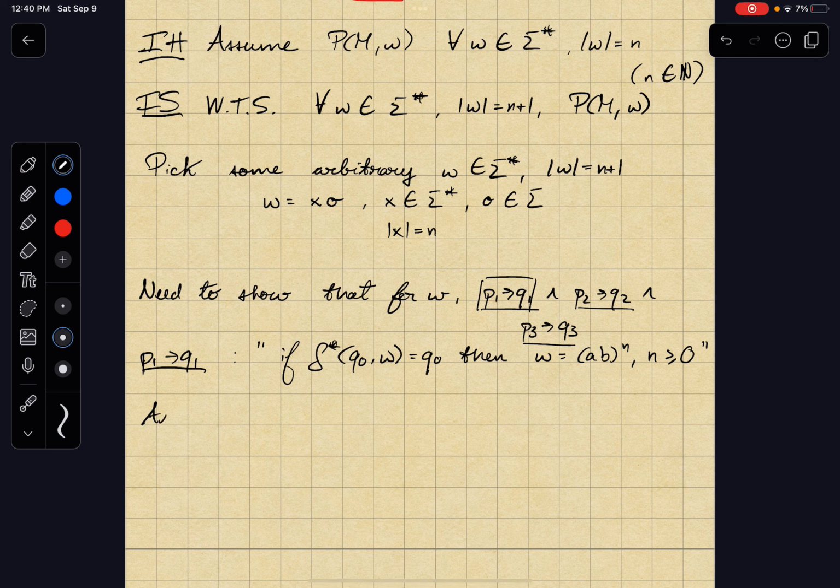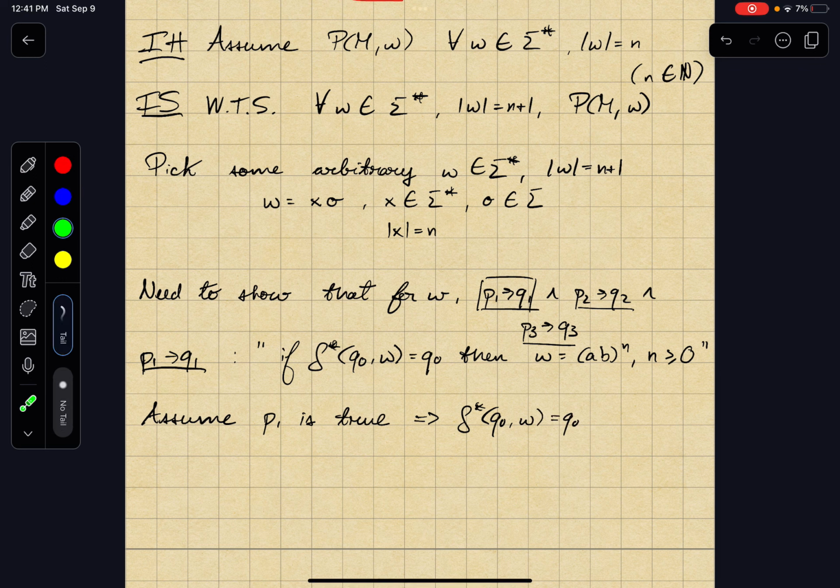I'm going to assume the hypothesis and try to show the conclusion. So let's assume P1 is true. In other words, I'm assuming that for this arbitrary string W, I started at Q0 and I ended in Q0. And my goal is to show that W actually looks like a b^n for some n greater or equal to 0.